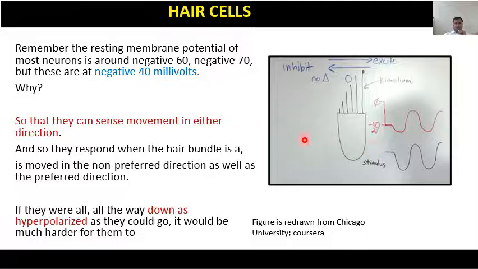And an important property of the hair cells is that they contain a minus 40 millivolt potential, which is just opposite to the minus 60 to minus 70 millivolt that is present in the neurons. So what is the reason? The reason is that they can sense movement in either direction, and so they respond when the hair bundle is moved in a non-preferred direction as well as the preferred direction.